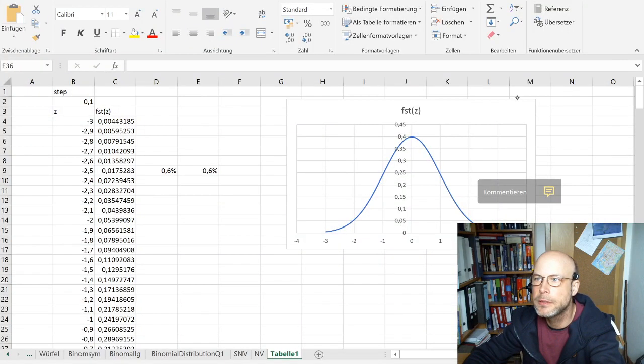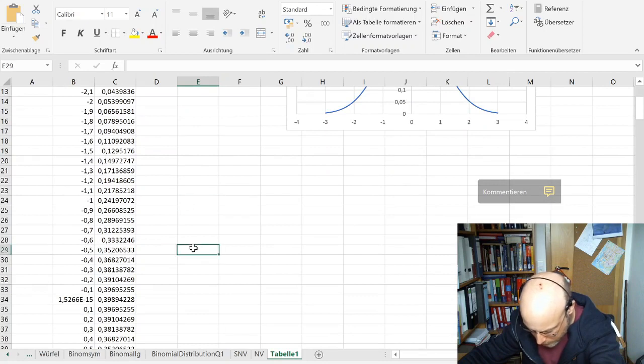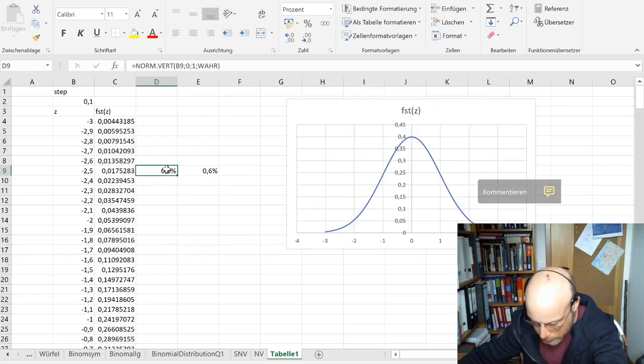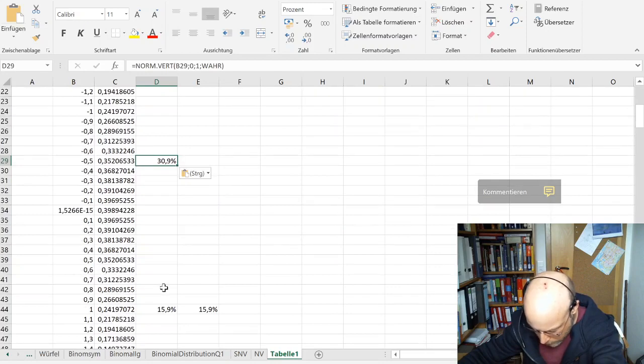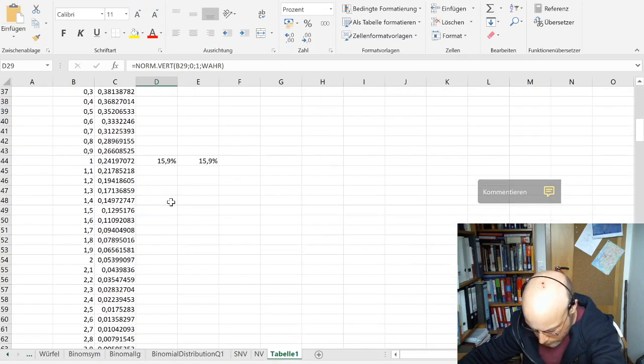Okay, let's do this also in Excel. So we need 0.5. Then we can just take this formula here. Minus 0.5. Then we are here. Oh, this was the wrong one. I need this one from the standard normal distribution. These are our 31%, and we need 175, and this would be then around here.